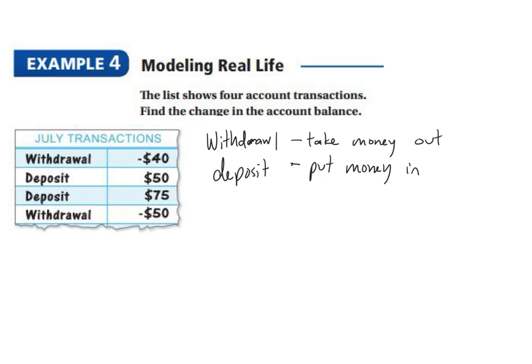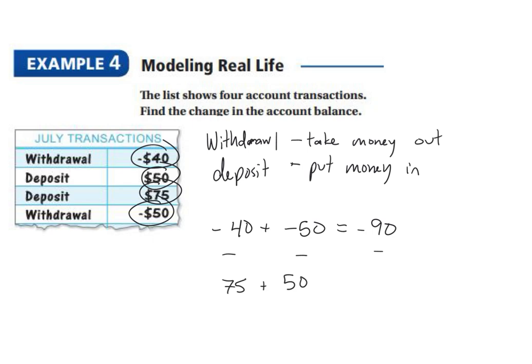Okay, so let's see. I have a withdrawal right here and a withdrawal right here. I have negative 40 and negative 50, right? I'm adding my two withdrawals together. Since they have the same sign, I can just think about adding them like normal. 40 plus 50 is 90. Since both of these are negative, my answer is going to be negative. So my total withdrawals, the amount I took out, is $90. My deposits are 75 and 50. Both of these are positive, so I should have a positive answer. It's 125.